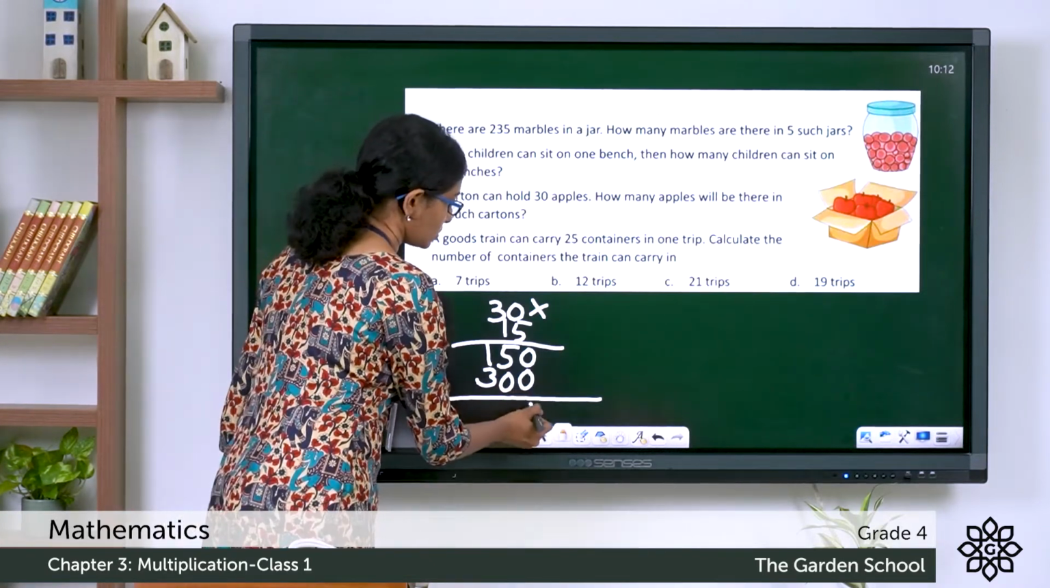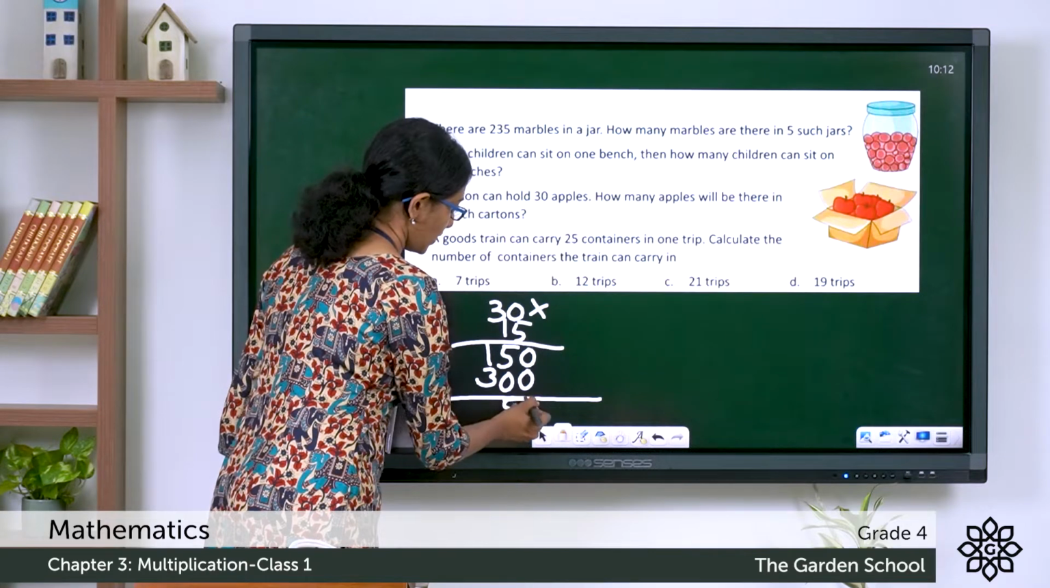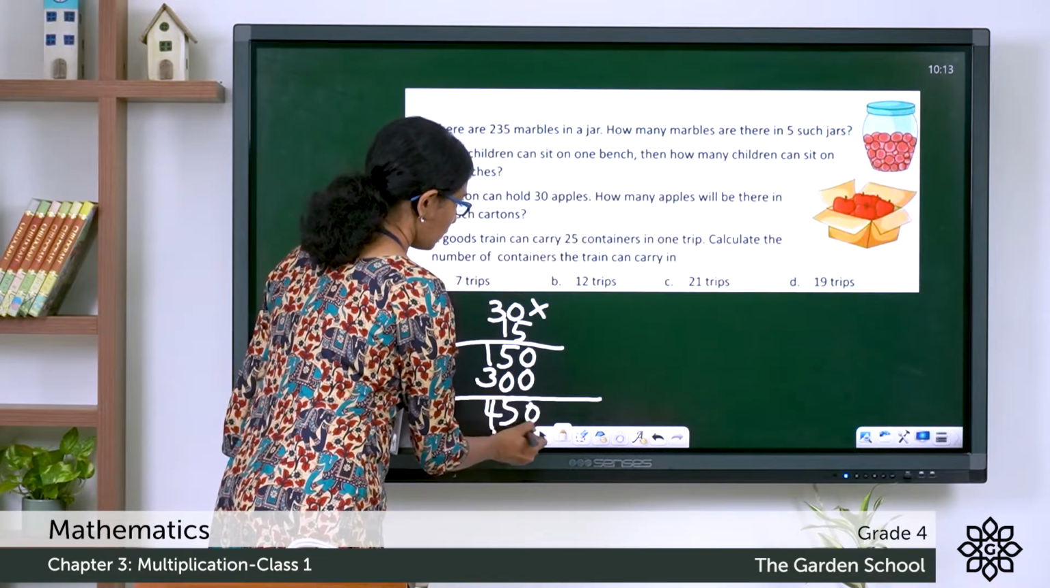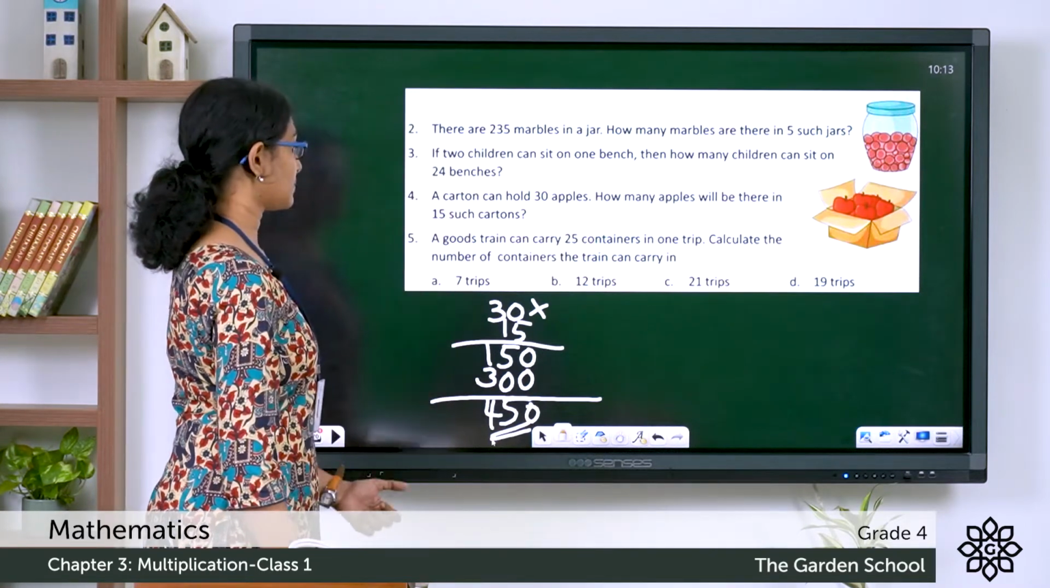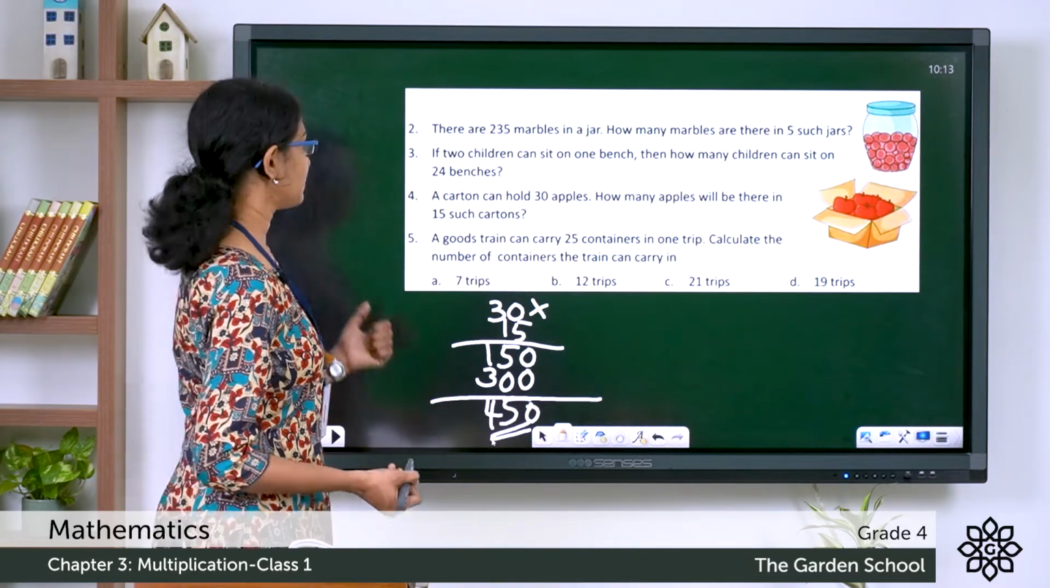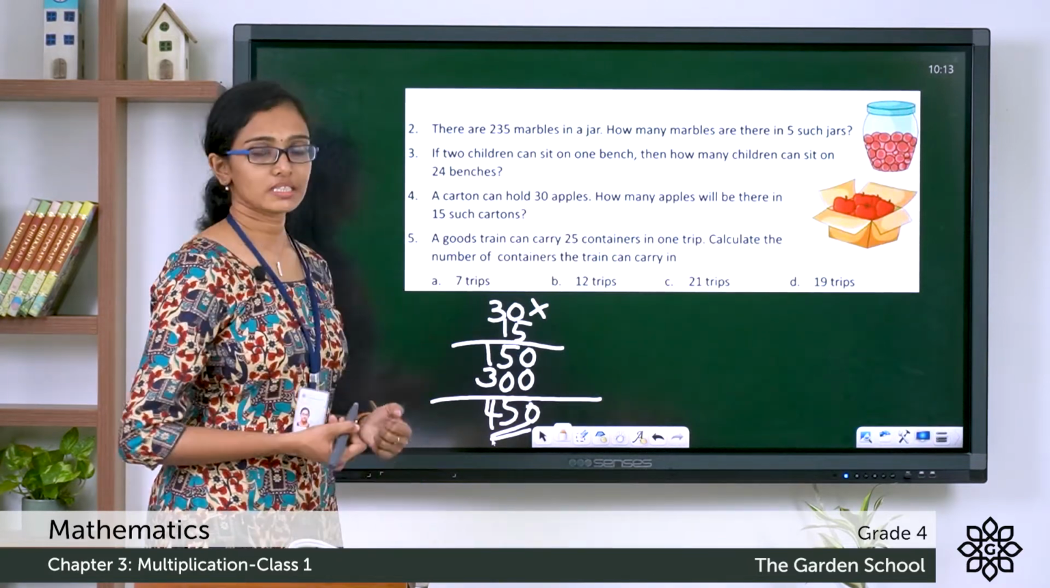So, 0 plus 0, 0. 5 plus 0, 5. 1 plus 3, it is 4. So, total how many apples? 450 apples. Now, question 5.